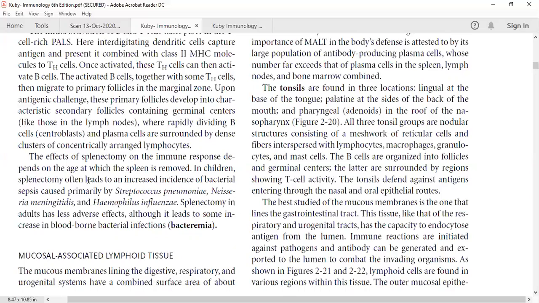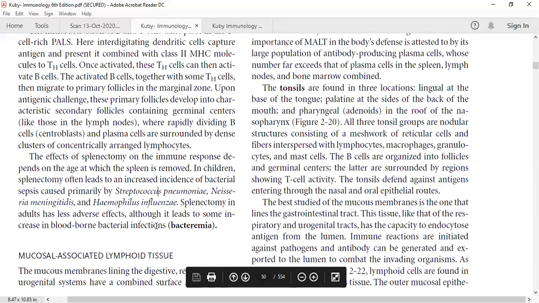In children, if you remove the spleen, it often leads to an increased incidence of bacterial sepsis, primarily by Streptococcus pneumoniae, Neisseria meningitidis, Haemophilus influenzae, and so on. Because a large number of pathogens can infect easily if you remove the spleen in children. But in adults, there are less adverse effects, although it leads to some increase in blood-borne bacterial infections.